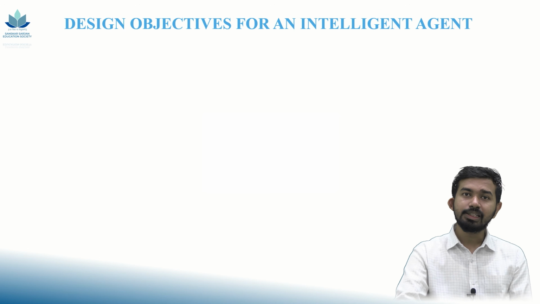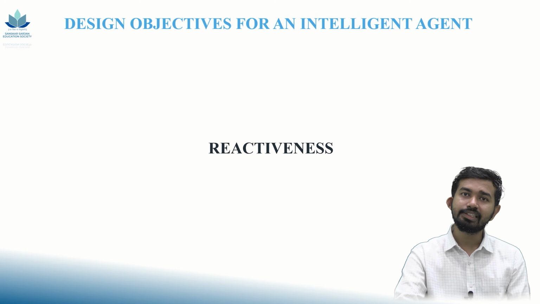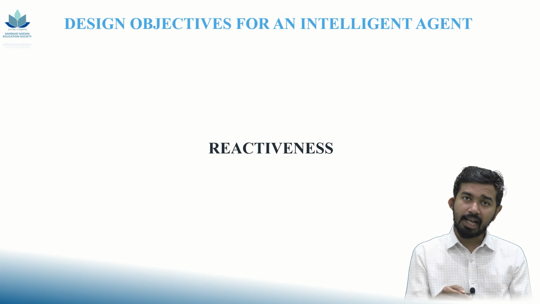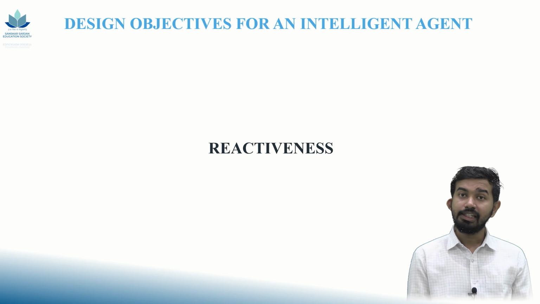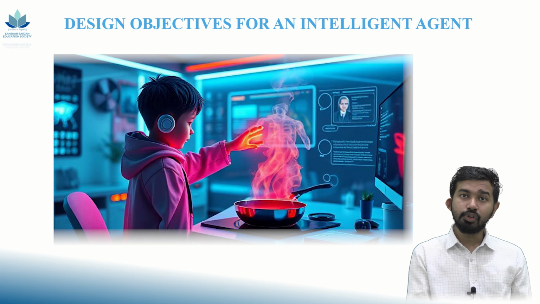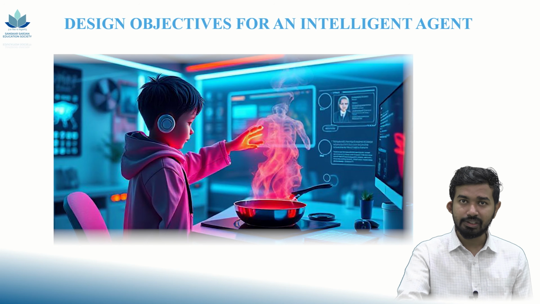Now, there are some design objectives for an intelligent agent. The first one is reactiveness. Now, what does reactiveness mean? Reactiveness means that you have to perform the action in a stipulated time. See, if you do not take your hand away early enough, then it is possible that you might get burned. So that is reactiveness.